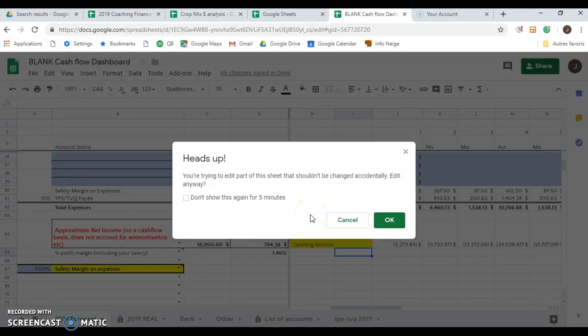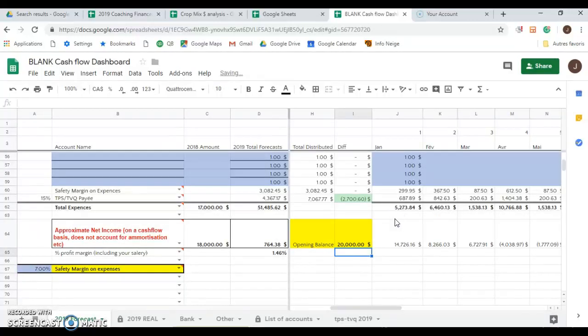Oh, and here's one thing that's great. So this is a heads up. Everywhere where there's sensitive things that you probably shouldn't mess with unless you know what you're doing, there's a little message that comes up that says, heads up, you're about to change something that shouldn't be changed accidentally. And so in this case, opening balance, you're good to go. You can adjust it. Boom.